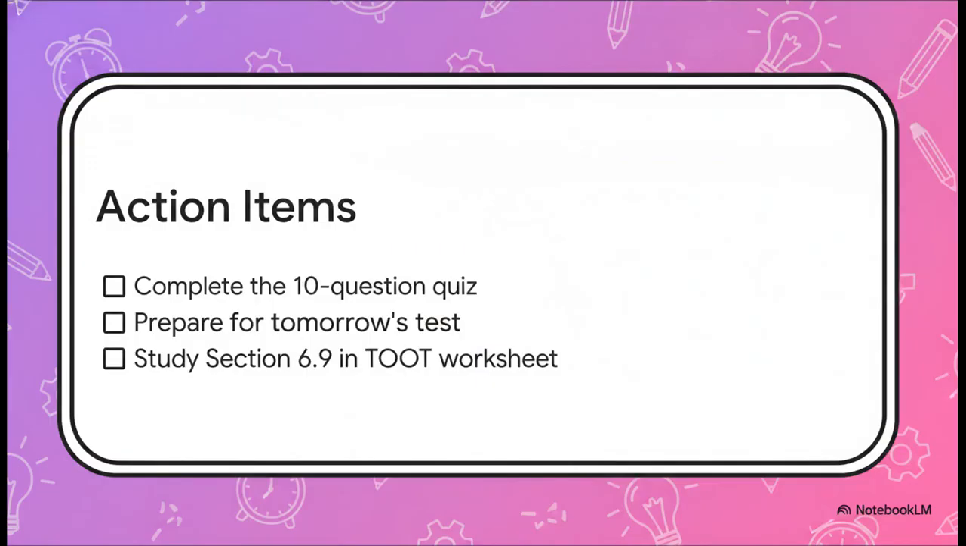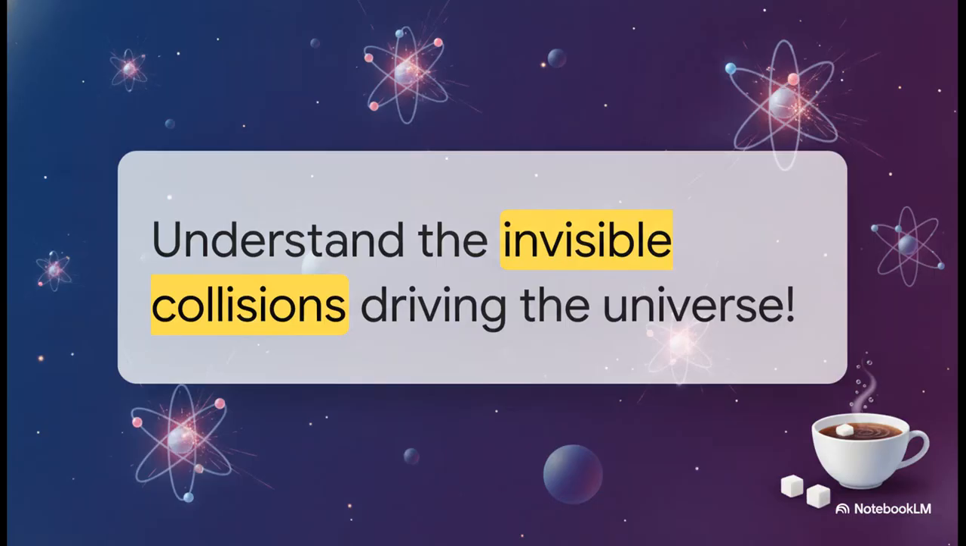Okay, here are your clear homework action items for tonight. First, finish up the rest of that 10-question quiz. Second, and please listen, this is highly important, prepare for tomorrow's test. The questions for tomorrow's test are going to be drawn specifically from section 6.9 in your TOOT section-wise worksheet. Please ensure you are rigorously studying those section 6.9 questions tonight so you can absolutely ace that test tomorrow. You've got this.